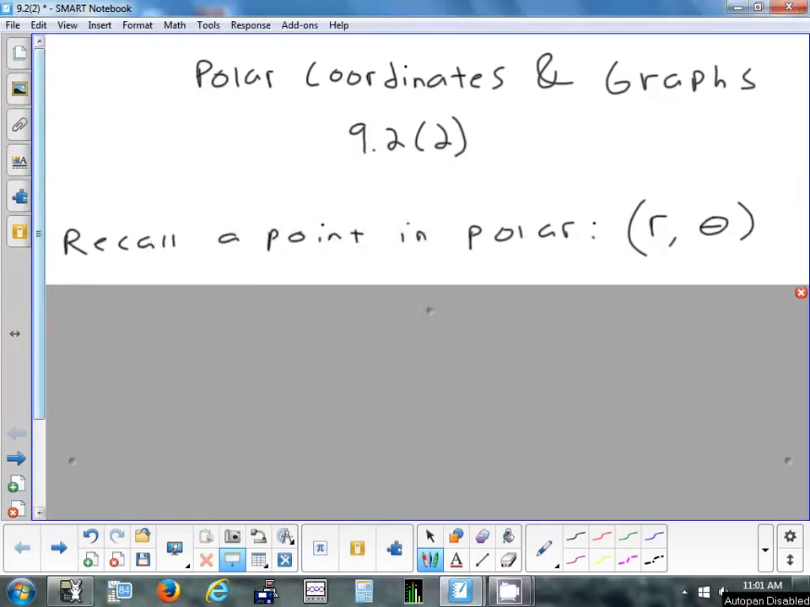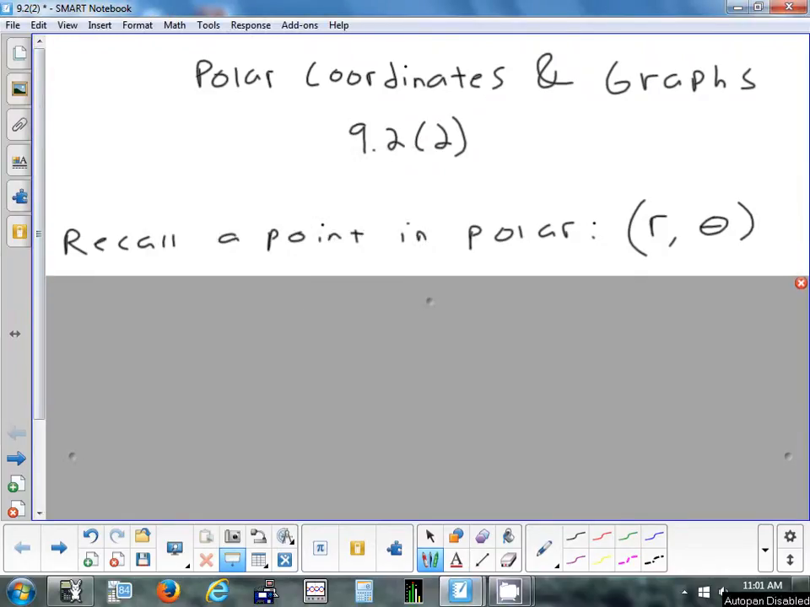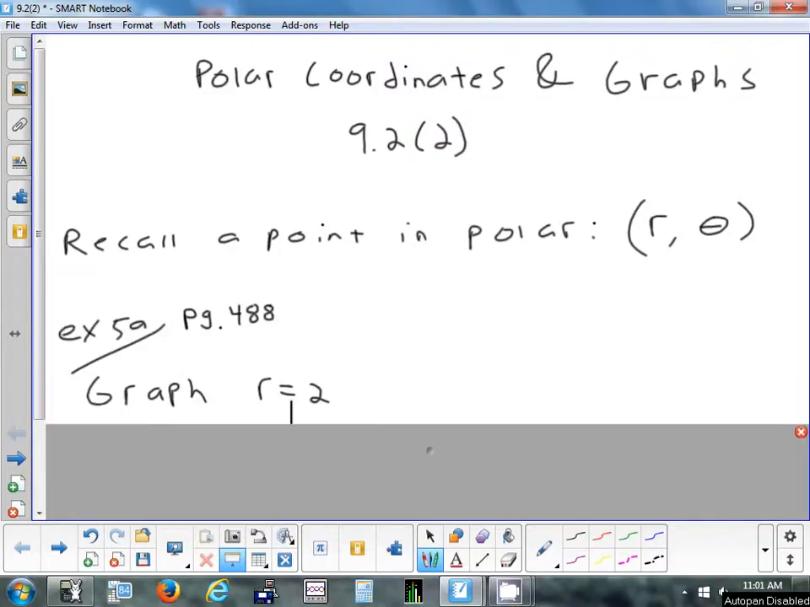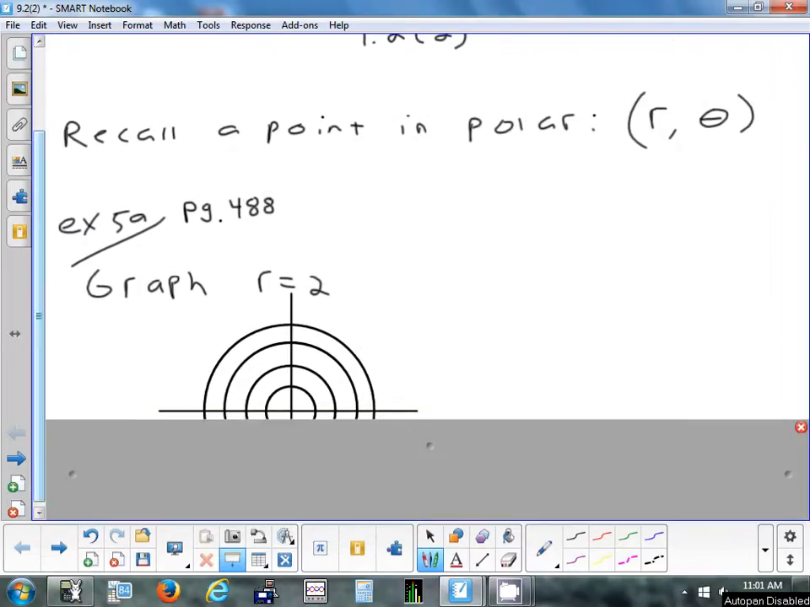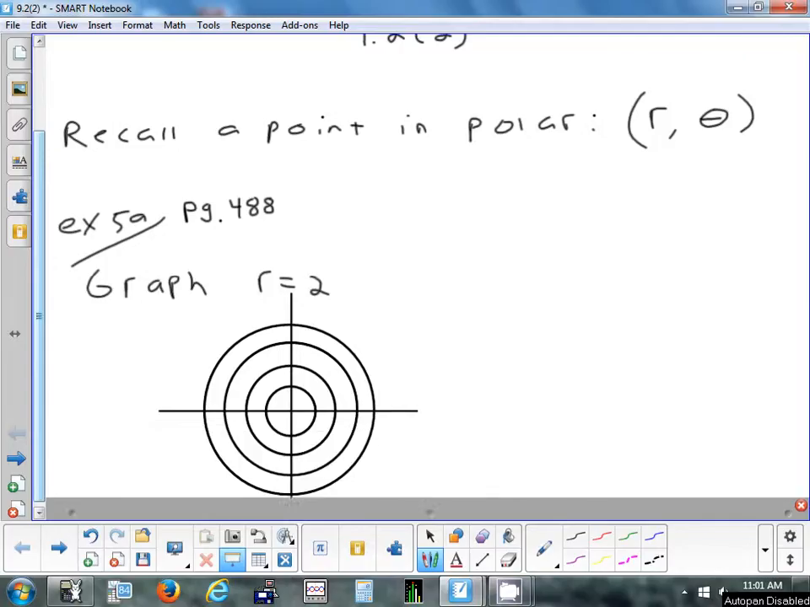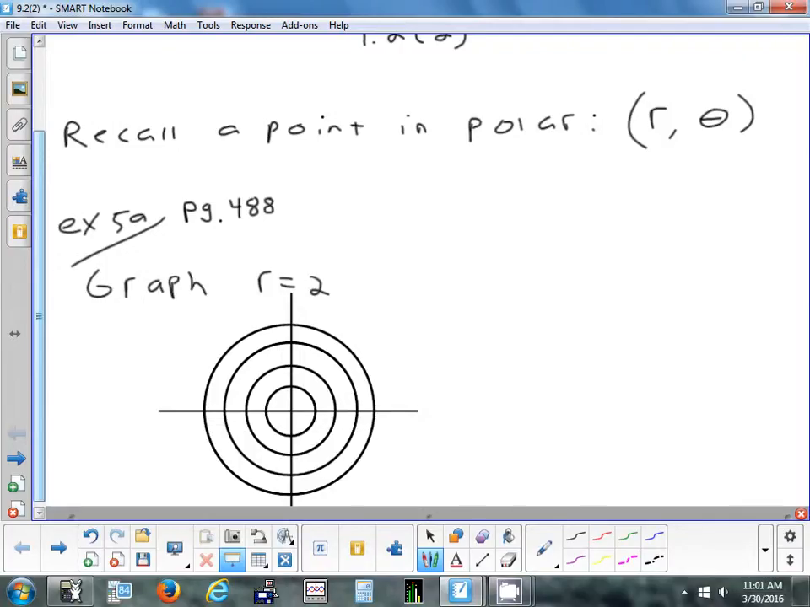All right, so let's finish up section 9.2. And I just want you to remember first how we represent a point in polar. Okay, you have a radius and you have an angle. Okay, and before I graph this on the calculator, I want to think about what it might look like.